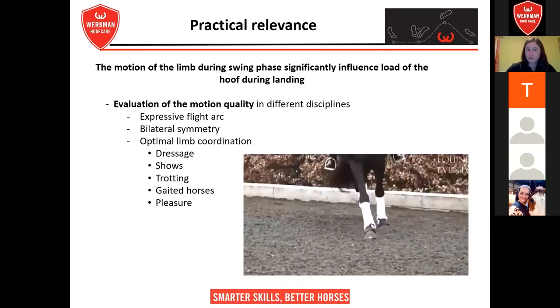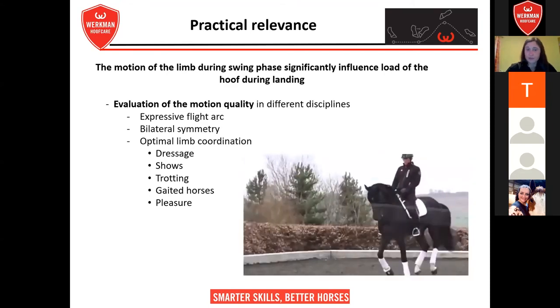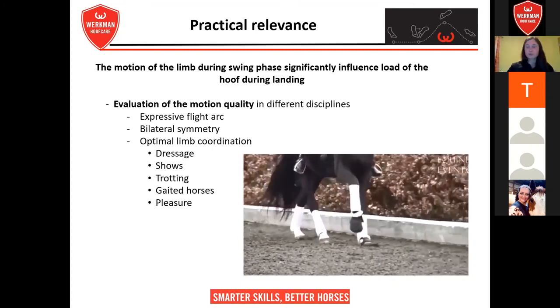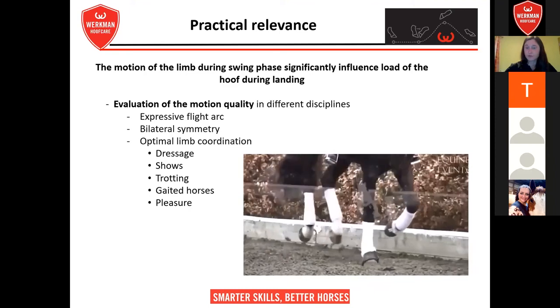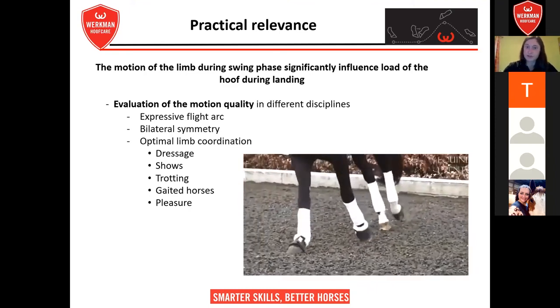So you have usually disciplines like dressage or show horses or trotting or gaited horses like Icelandic horses, which should have a really expressive, nice flight arc, with a lot of activity in the motion. So that's what we would like to see in these disciplines.